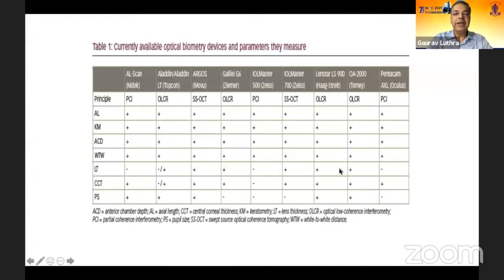So these are some of the currently available biometry devices, which you can see. It contains several of them. So there is not just Lenstar and IOL Master. You will have so many. There is a nice one from Tomey, even the Pentacam AXL from Oculus, and the IOL Master 700, which has become one of the best optical biometers. And then, of course, the Anterion, which is now available from Heidelberg.